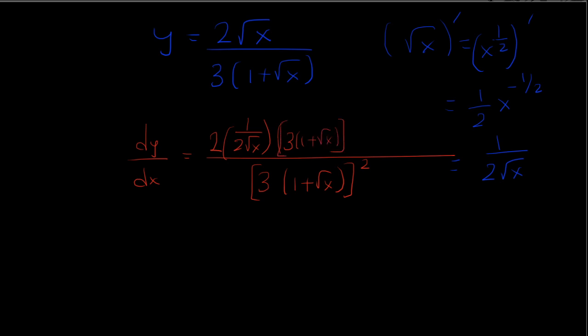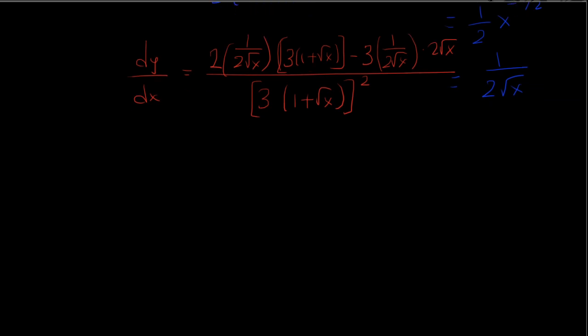Okay, minus the derivative of the bottom. So I can factor out the 3, and then take the derivative of 1, which is 0, times the derivative of square root of x, which is 1 over 2 square root of x, times 2 square root of x. Okay, now the 2's will cancel. The 2 square root of x will cancel.